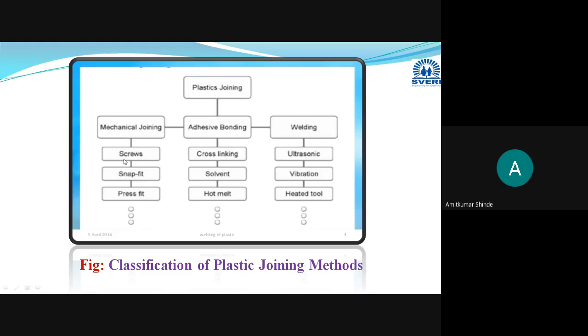Mechanical joining, which you can obtain using some screws, some snap fits or press fits. You can obtain this mechanical joining, but leakage is the limitation. Leakage may be there in this mechanical joining.